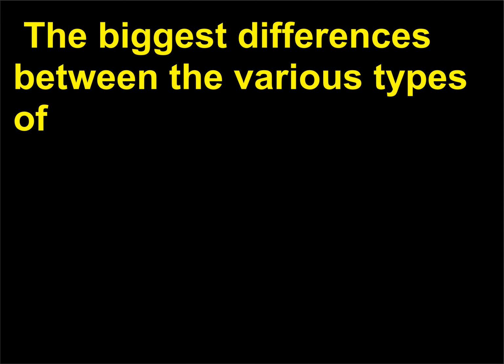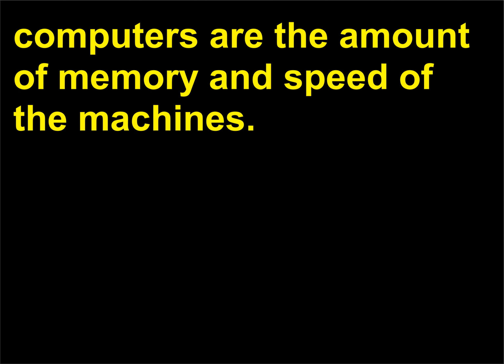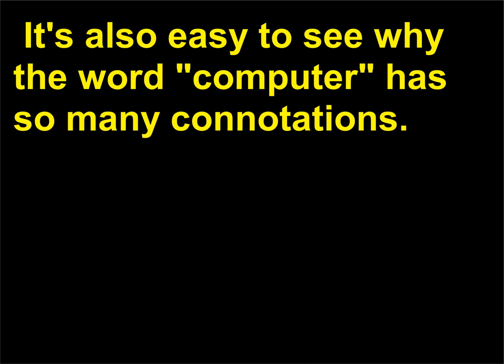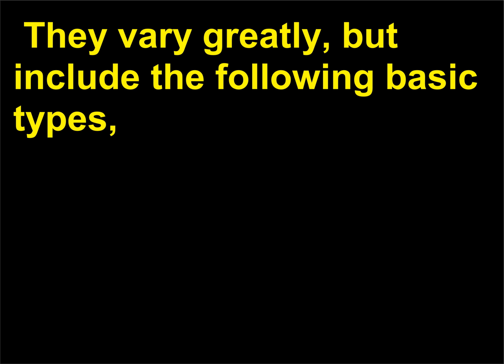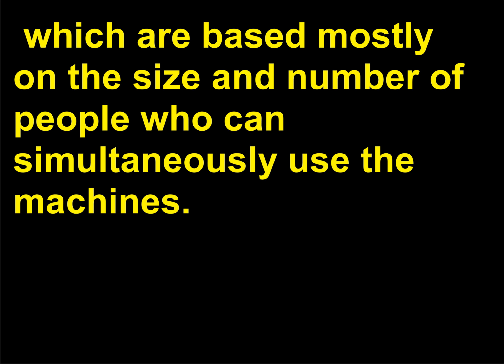The biggest differences between the various types of computers are the amount of memory and speed of the machines. It's also easy to see why the word computer has so many connotations. They vary greatly, but include the following basic types, which are based mostly on the size and number of people who can simultaneously use the machines.